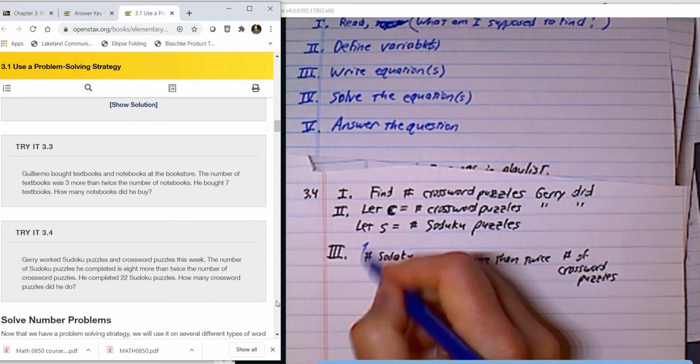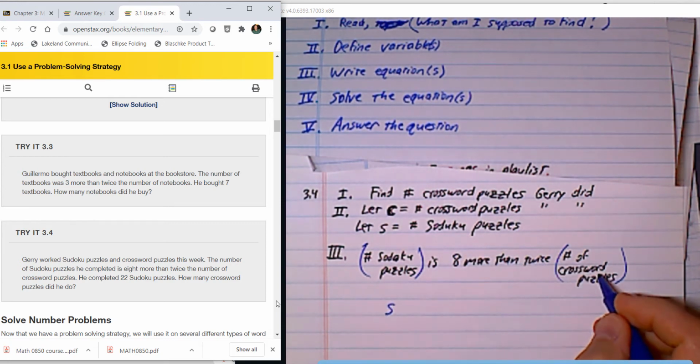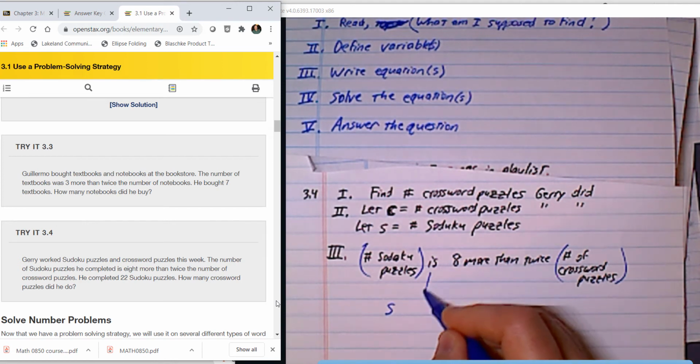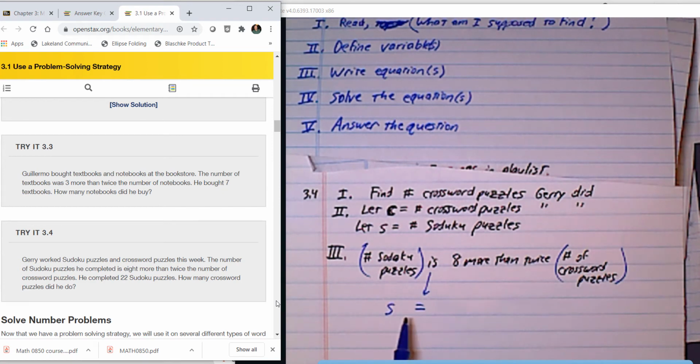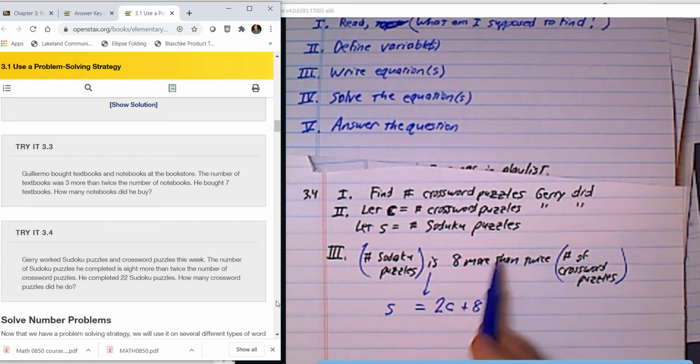You see, I have a number here and I have a number here, right? The number of Sudoku puzzles we're representing as S. The number of crossword puzzles we're representing as C. Is equals. So we have an equation. S equals. Now how do you translate this? Well, this would be C. But when we say 8 more than twice C, so twice C, that would be 2 times C. And when we have 8 more than, you would write plus 8. By the way, if it said 8 less than, you would write minus 8 because it would be 2C, but then 8 less than that. This is 8 more than that.